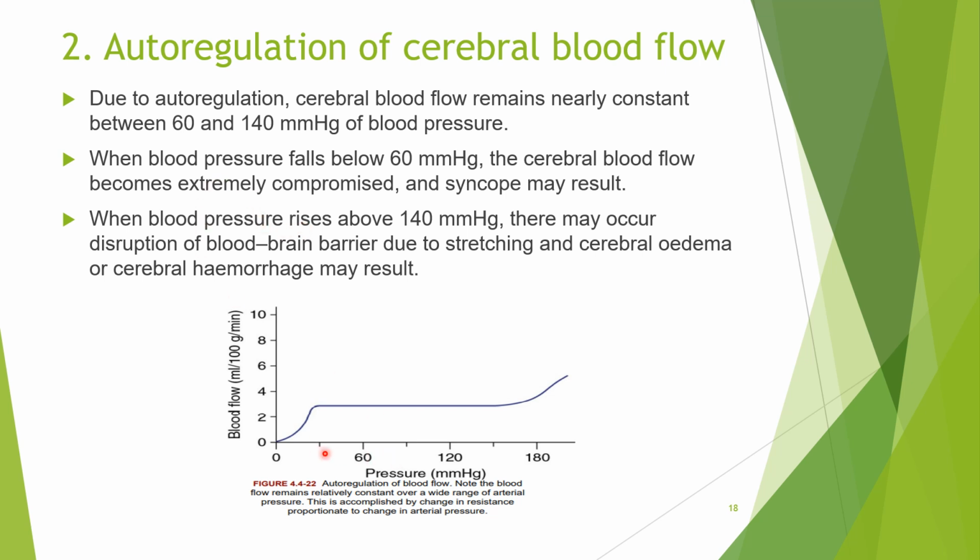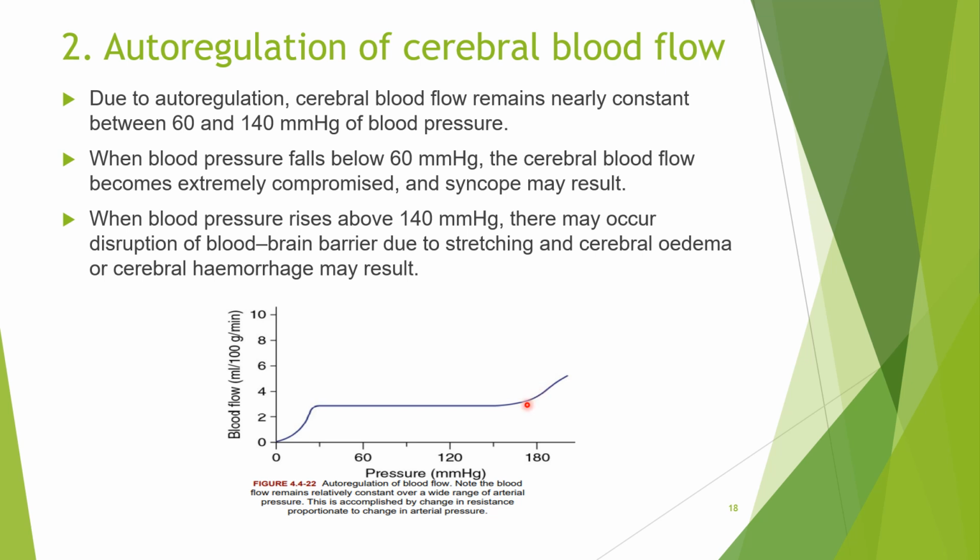So if you see this, between 60 to 140, there is no increase in the cerebral blood flow even if you increase the blood pressure. But when the blood pressure falls below 60 mmHg, the cerebral blood flow is extremely compromised and the patient may go into syncope also. So when the blood pressure is above 140 mmHg, what happens?